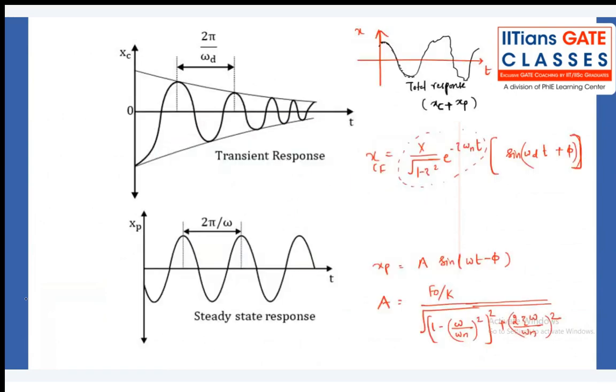Take note of the response. Whatever response we got from the complementary function is nothing but the transient response because it is depending on the time. But a steady state response is not depending on the time. If you plot the total response, if you plot together, you will get this one: Xc plus particular integral, both.